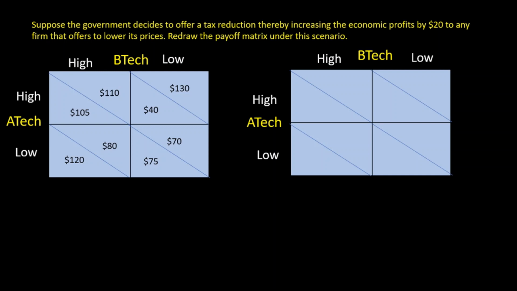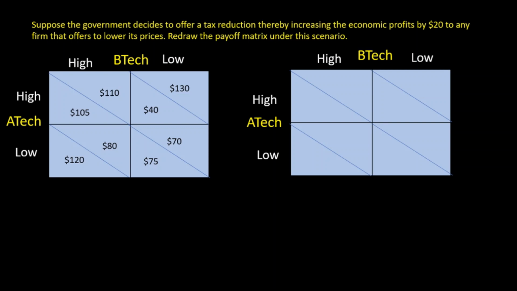Suppose the government decides to offer a tax reduction, thereby increasing the economic profits by $20 to any firm that offers to lower its prices. So if the firm has to enjoy the benefits of tax reduction, then it should offer its product at a lower price. Redraw the payoff matrix under this scenario. Now, if the government reduces taxes, definitely the payoff matrix would change for both the firms.